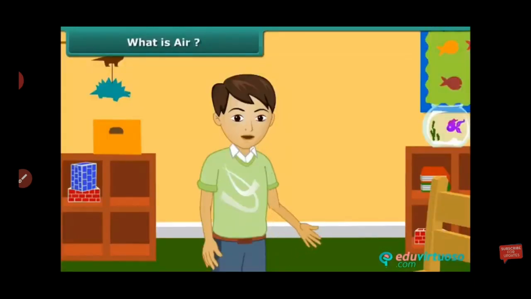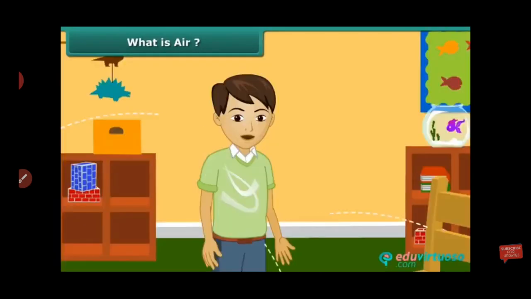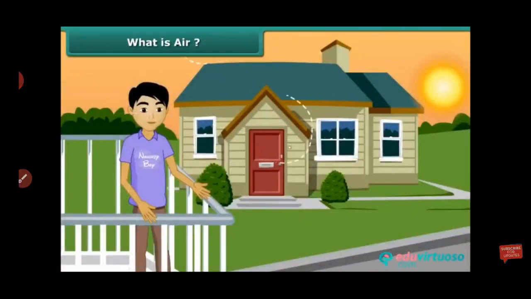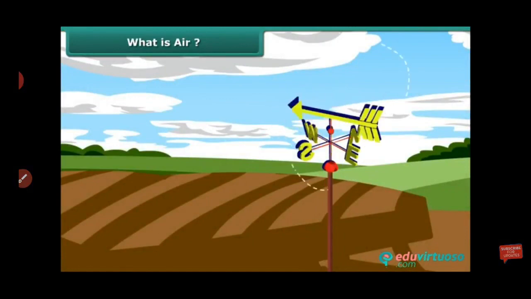In a hot summer, you could feel what air is. When you switch on the ceiling fan, you could feel that breeze of air. This could be experienced in the early fine morning. Moving air is called wind. The direction of the wind is shown by a wind vane.